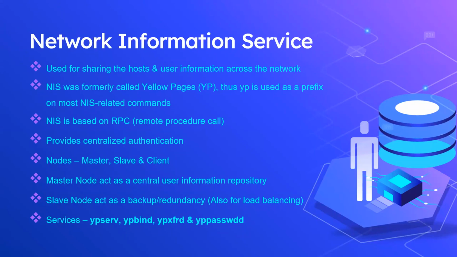So let me talk about the services here. We have four major services that have to be run if we need to use NIS: YP serve, YP bind, YP XFRD, and YP password. YP serve, YP XFRD, and YP password services have to run in the master node alone. YP bind has to be run in both the master as well as all the compute nodes.